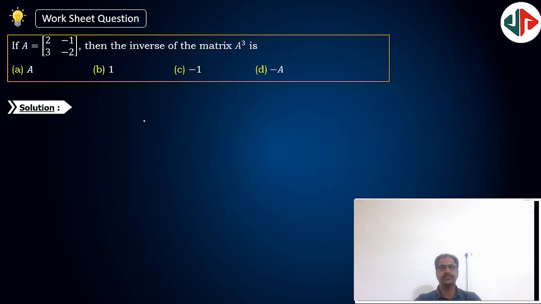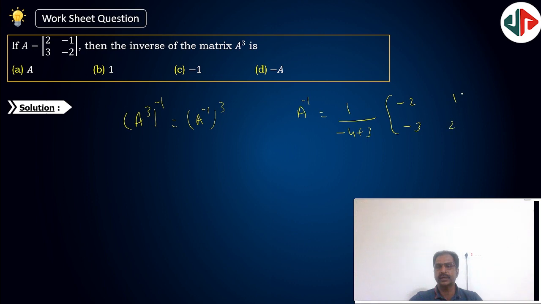You have to find the inverse of A cube. A cube whole inverse is nothing but A inverse whole cube. And we know the formula for A inverse of a 2 by 2 matrix, 1 by AD minus BC, times D, minus B, minus C, A. So 1 by minus 1, so 2 minus 1, 3 minus 2. After knowing A inverse, you can find A inverse whole cube. First find A inverse whole square and then find A inverse whole cube.